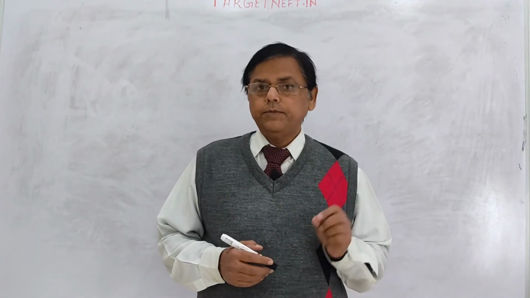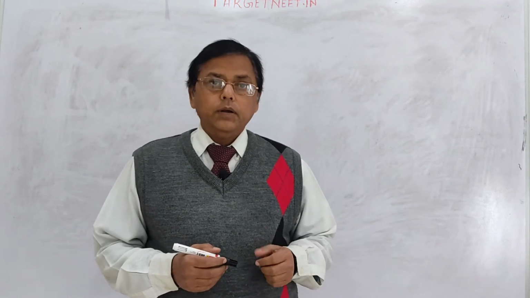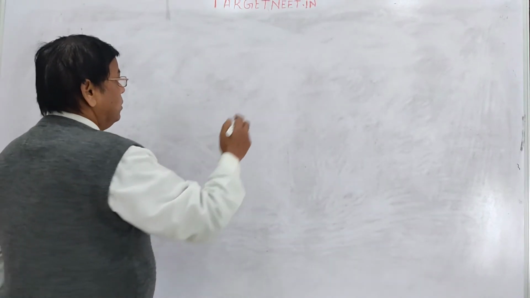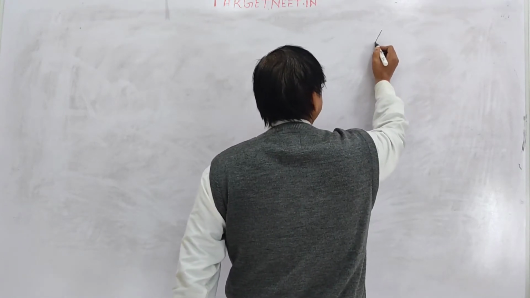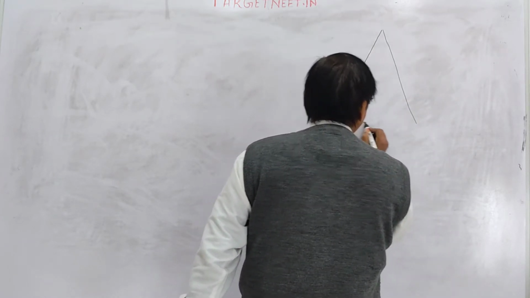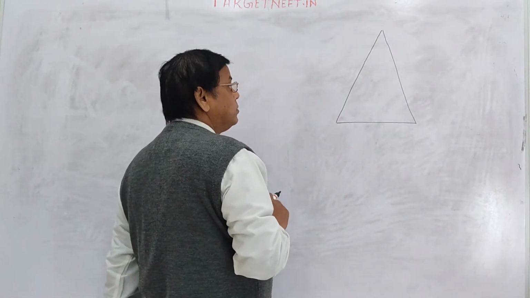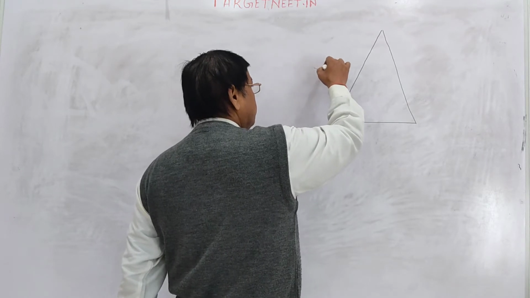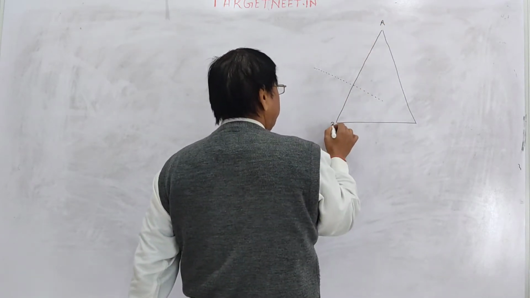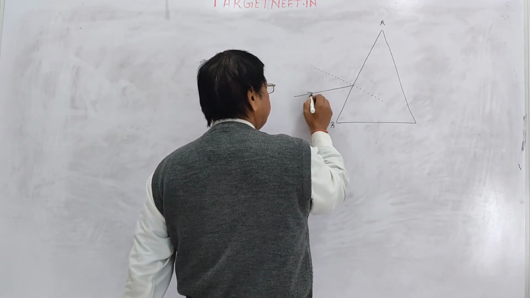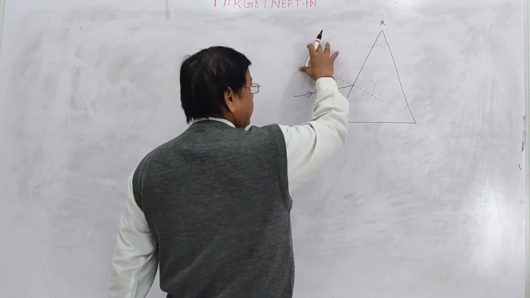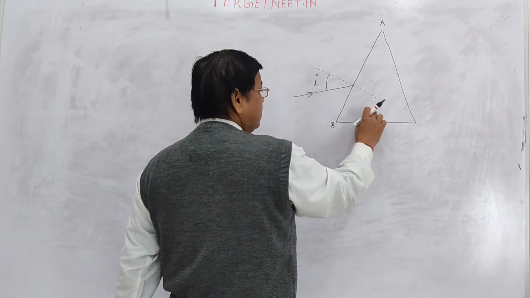So we are talking about prism. We have seen the prism formula. Now suppose this is a prism. If you make a light ray incident on a refracting surface AB, this is incident ray and angle of incidence is I.